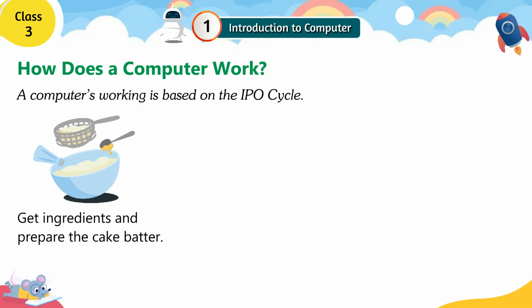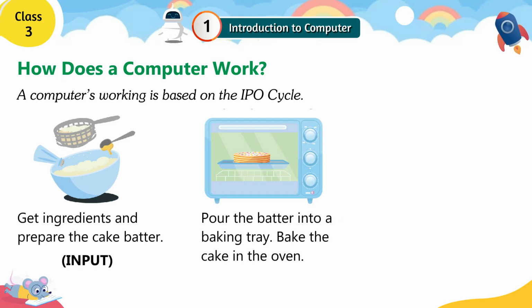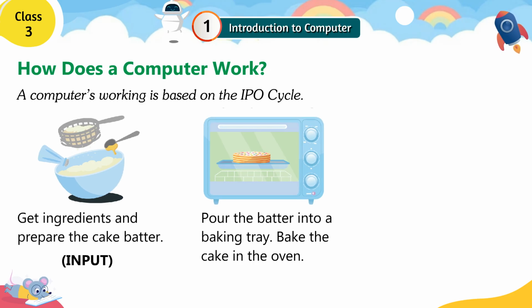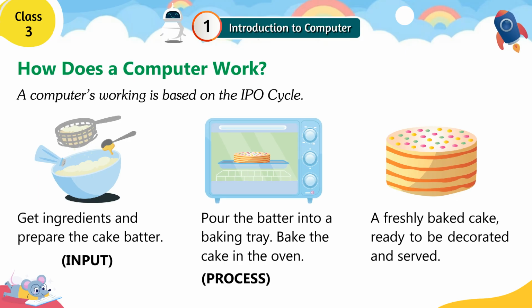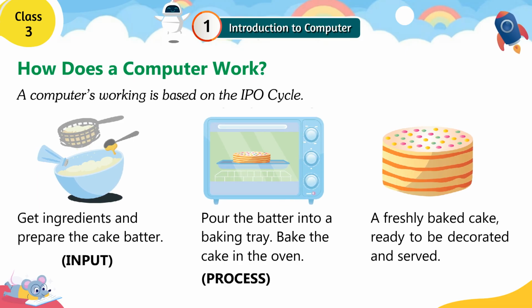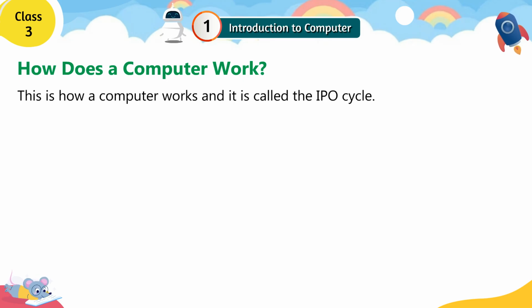Get ingredients and prepare the cake batter. Input. Pour the batter into a baking tray. Bake the cake in the oven. Process. A freshly baked cake, ready to be decorated and served. Output. This is how a computer works and it is called the IPO cycle.